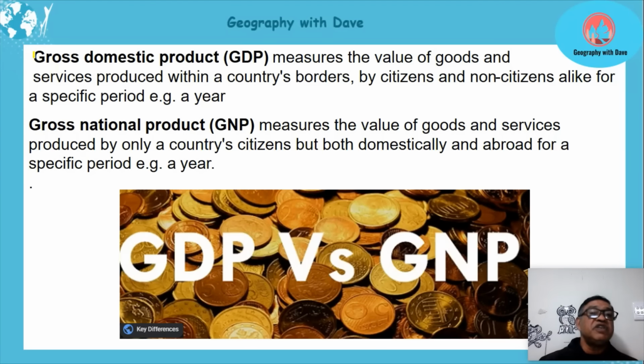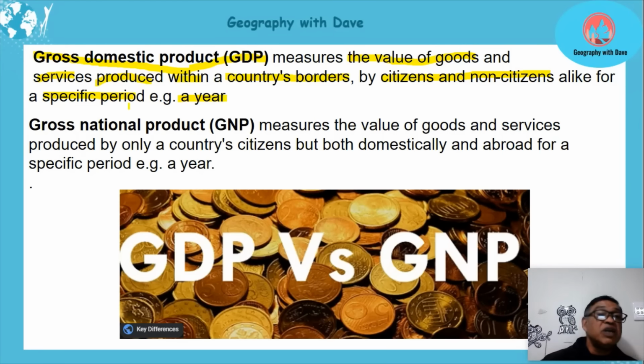Let's look at the first one, gross domestic product. What is it? It measures the value of goods and services produced within a country's borders, like within South Africa, by citizens and non-citizens alike. Whoever is in South Africa and producing, whether citizens or non-citizens, and it's for a specific period, generally a year. That's how it's worked out.